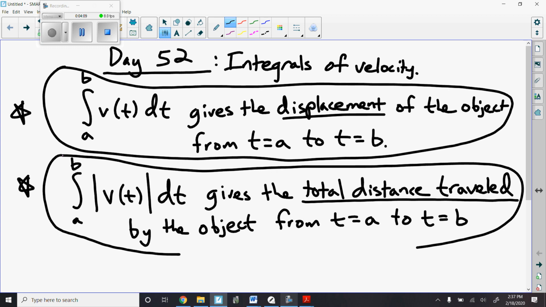Okay, so I want to start this by talking about the difference between displacement and total distance traveled. All of you guys have taken physics in some form, so we should already be familiar with this, but it's good to check it out again and think about it again in the context of calculus. So let's talk about the difference between displacement and total distance traveled. Okay, so let's take a look at just a little motion map here.